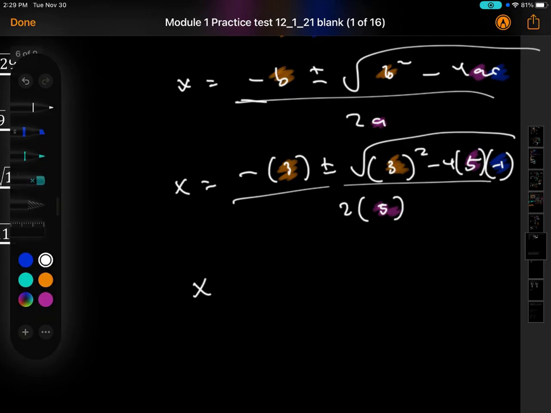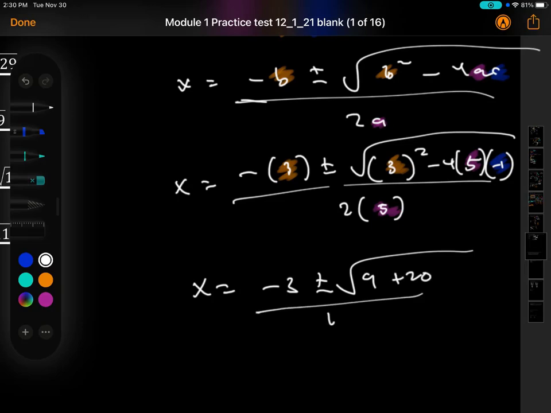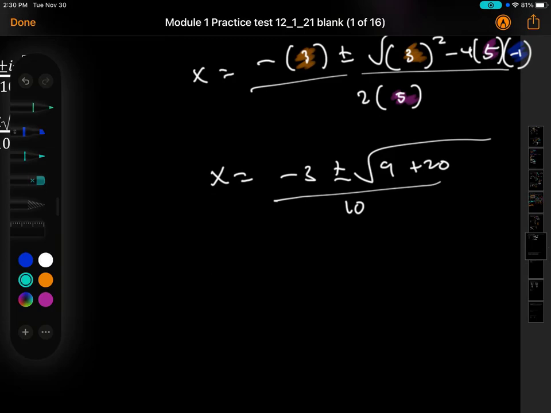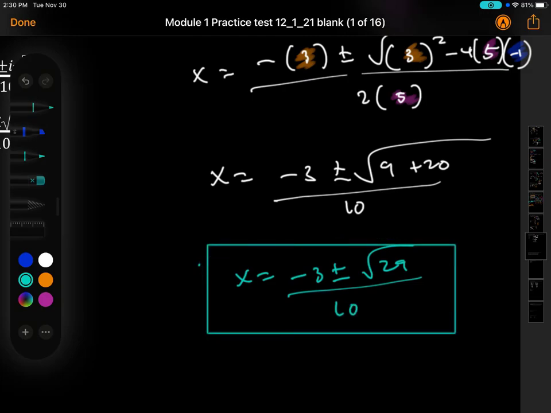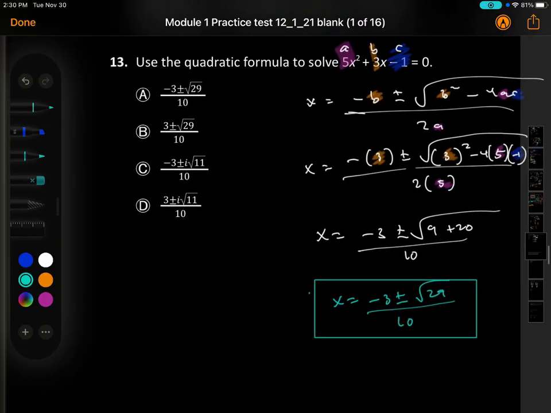Let's go ahead and simplify that. X equals negative 3 plus or minus 9. Pay attention how I do this one. Negative 4 times 5 is negative 20, and negative 20 times negative 1 is positive 20. All over 10. X equals negative 3 plus or minus the square root of 29 over 10. Okay, let's take a look at that one. And choice A is your answer.